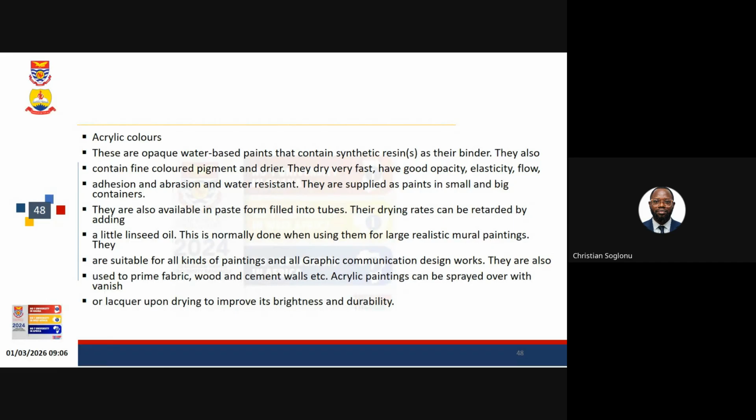But priming is different. Priming is done initially before your painting is done. I hope you understand. Priming is done before the actual painting is done. And fixative is after you are done with your painting and you want to protect the artwork. That is why you fix it with a fixative.